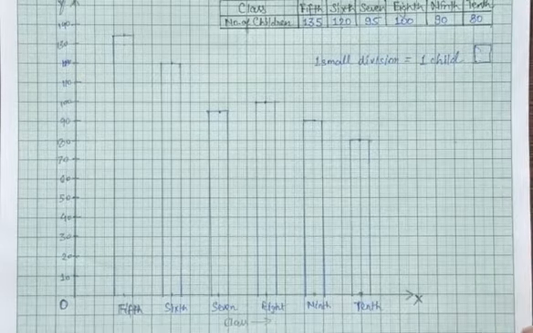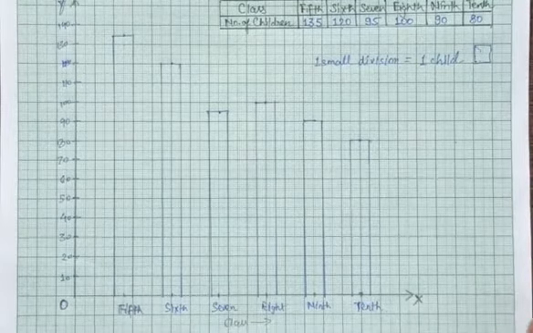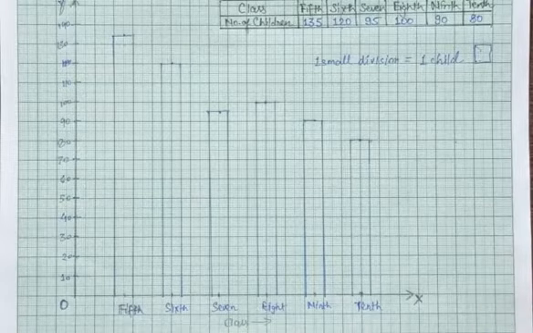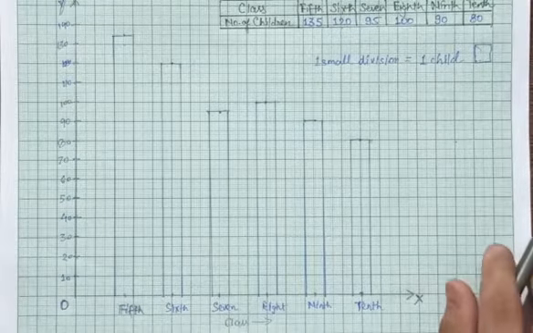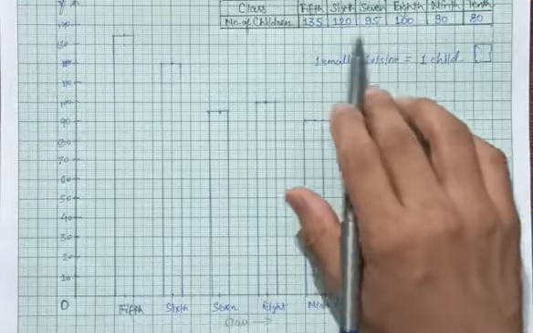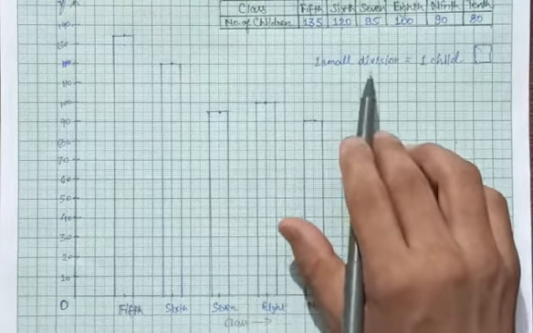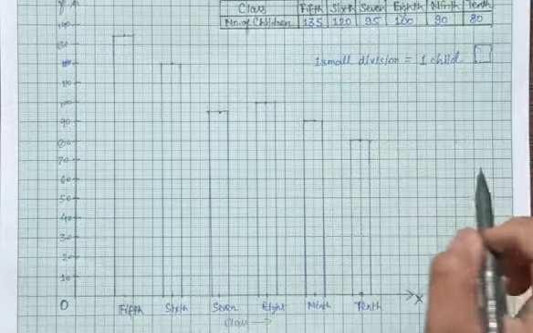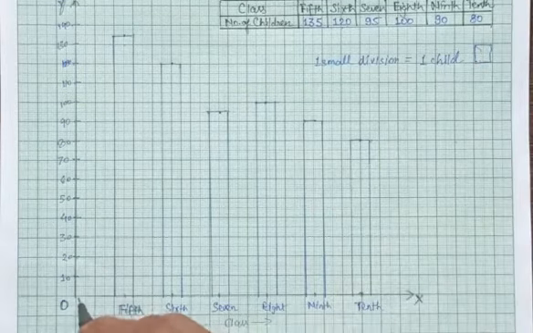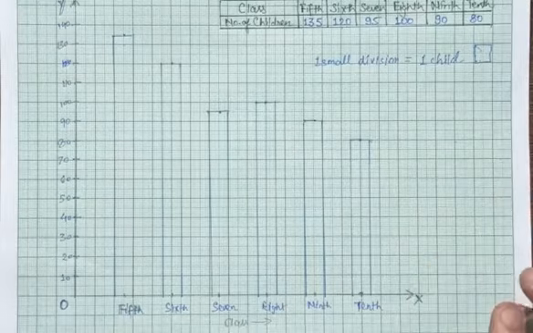Now let us solve the questions. So our first question is, how would you choose a scale? So we have chosen a scale such that all these data can be represented in a simplified way. And our scale is 1 small division is equal to 1 child. That is, 1 small division represents 1 child.